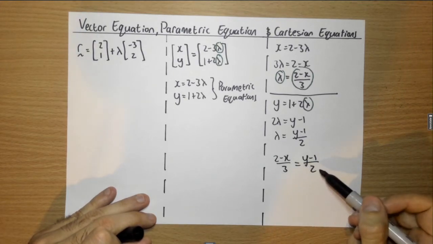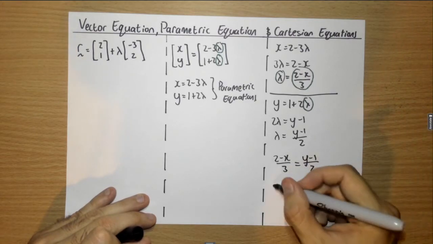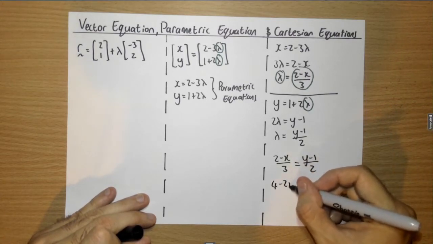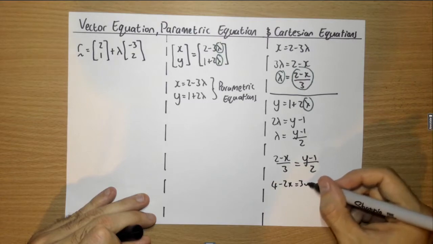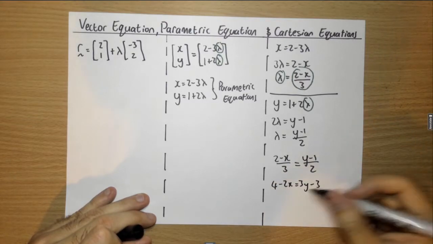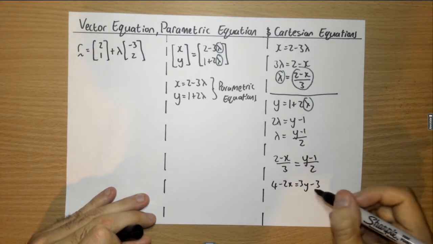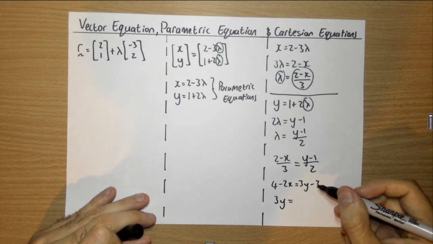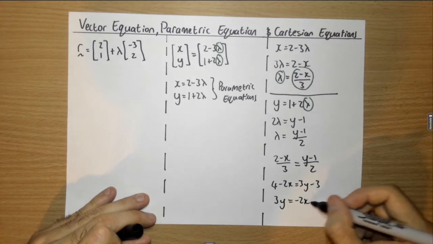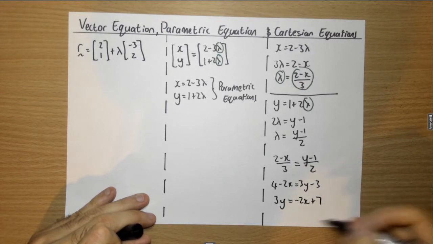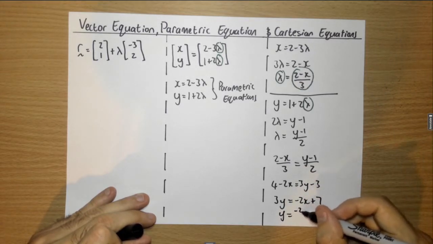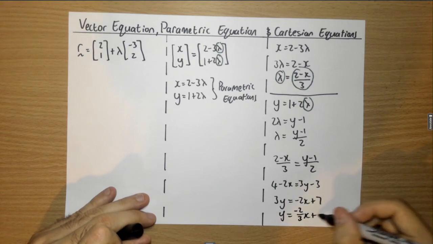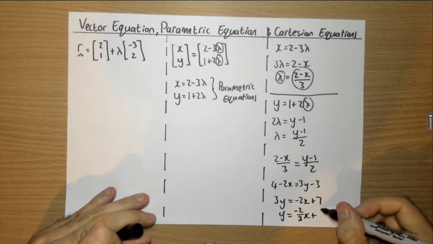The way I would do it is I would times both sides by 6. So I'm going to have 4 take away 2x equals 3y take away 3, and then I'll simplify it to get my y equals equation. So 3y equals minus 2x plus 7, then y equals minus 2 over 3 x plus 7 over 3.